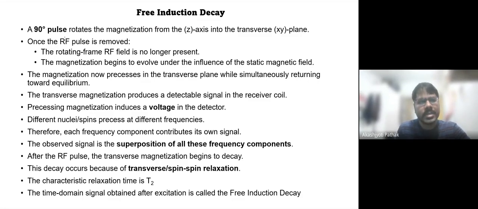What happens is that a 90-degree pulse rotates the magnetization from the z-axis into the transverse plane. Your transverse plane is the xy plane, and all the nuclei are precessing about the z-axis, right? So if this is your z-axis, all the nuclei present in your sample are precessing about the z-axis.